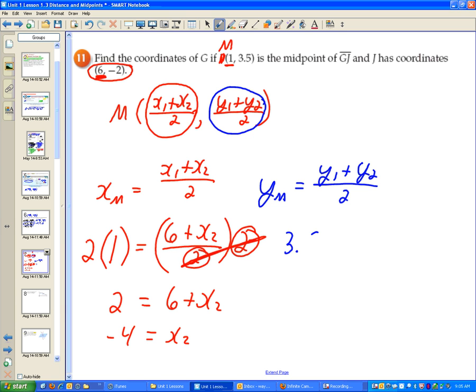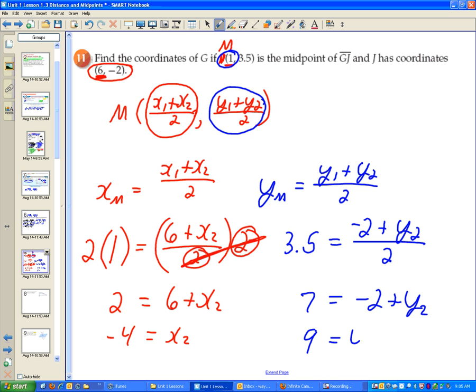3.5 is the y-coordinate of the midpoint. What replaces y1? Yeah, some of you've got it. Yes. Right here. They told me the midpoint, the x-coordinate of the midpoint. It's not a different formula. I'm manipulating the formula they gave us.